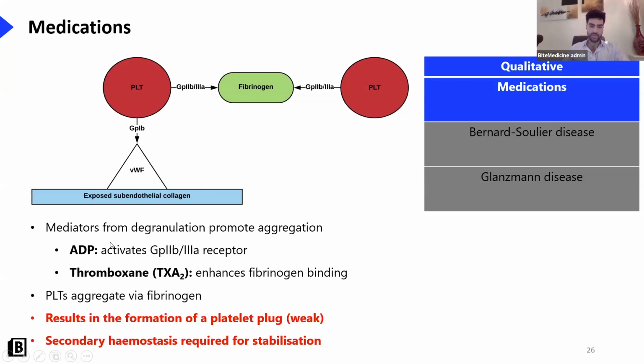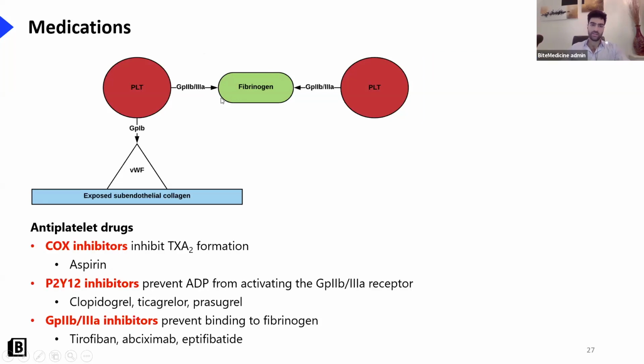Remember, ADP activates the GP2B3A receptor, and thromboxane encourages fibrinogen binding to the receptor. So how do the different drugs work? You have COX inhibitors like aspirin, which inhibit thromboxane formation. Thromboxane, remember, encourages fibrinogen binding to platelets.